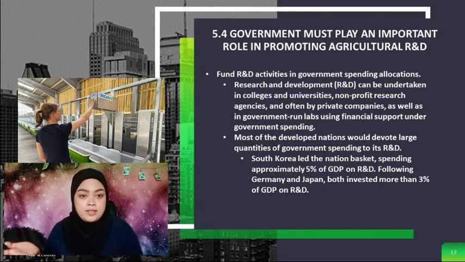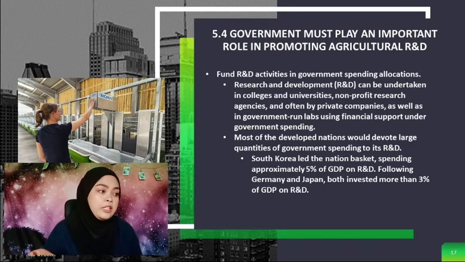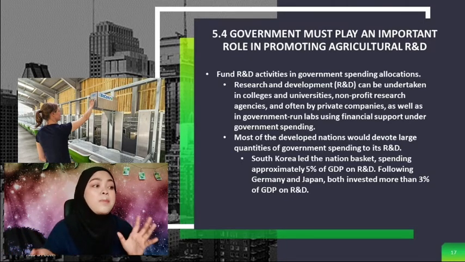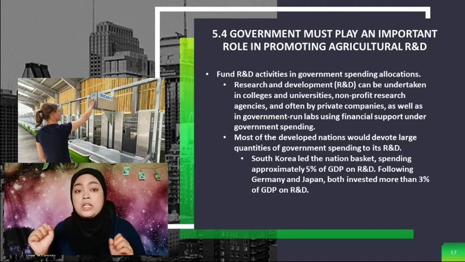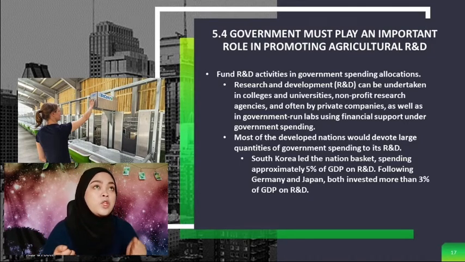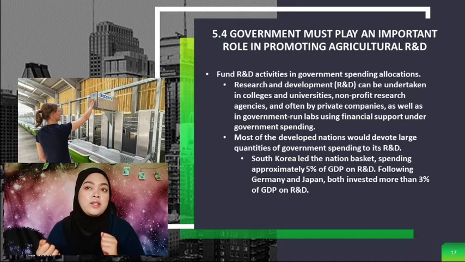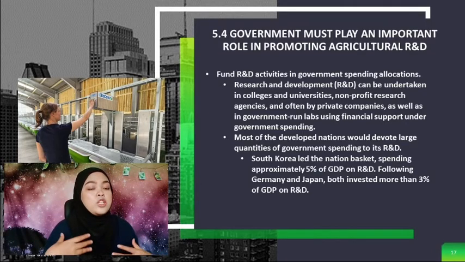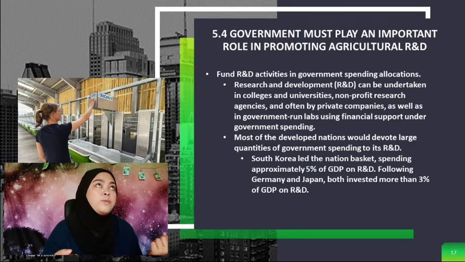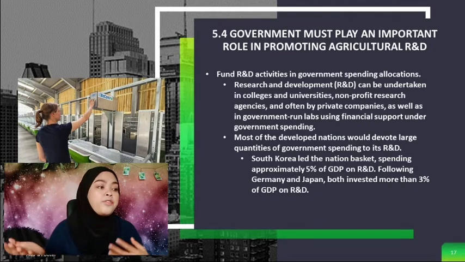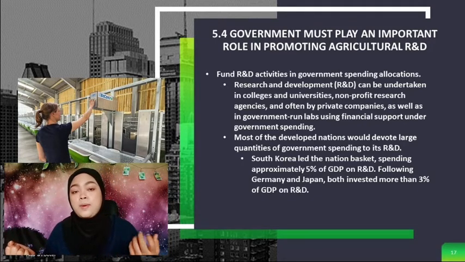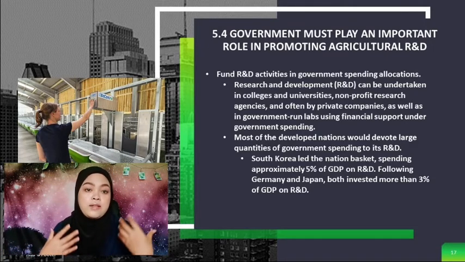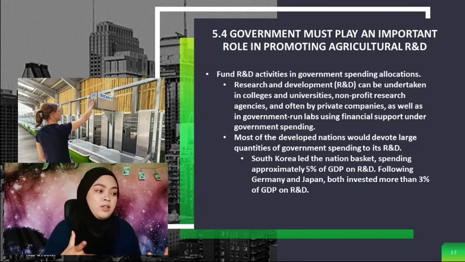The government must allocate some money specifically for R&D activities, because the private sector is not stable enough or does not have an adequate amount of money to conduct research, because we know that R&D requires a large amount of money. We need government intervention so that R&D can be undertaken in colleges, universities, non-profit research agencies, often by private companies and so on. The private sector also needs some aid, some funds to conduct these R&D activities.